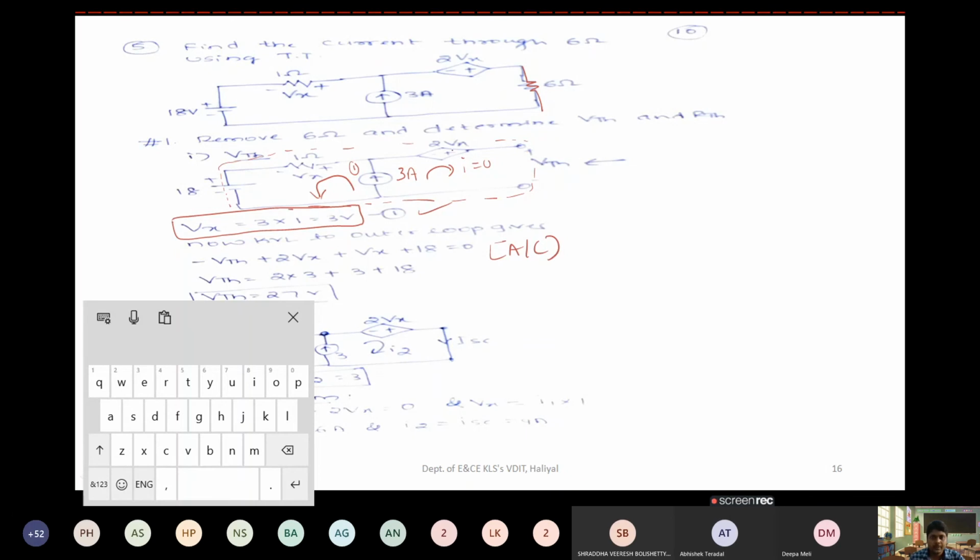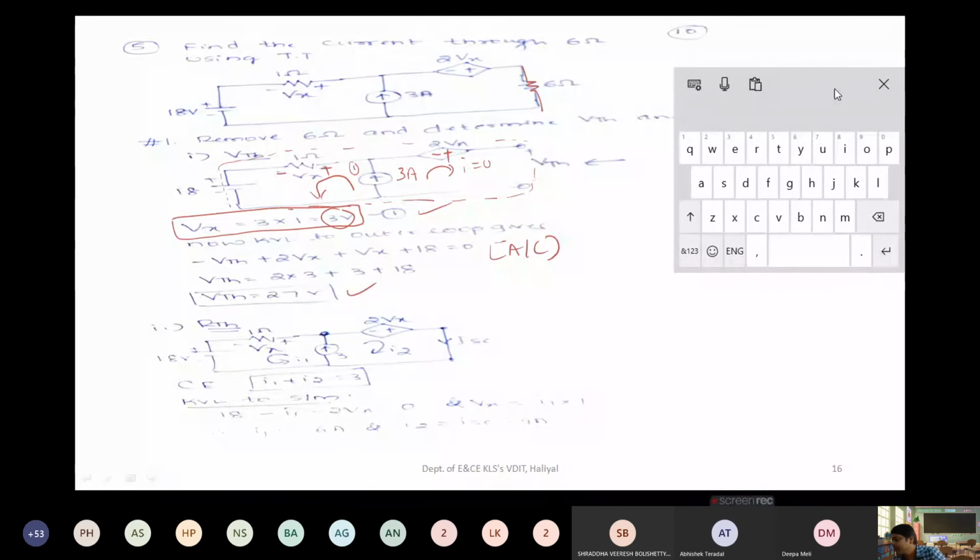So I will get minus VTH plus Vx plus 2 times Vx. This is minus and plus. Then here I will come to this outer loop. So here again we have two options of writing. You can write I1 means this current into 1, or already we have Vx drop. You can write plus Vx and plus 18 equal to 0. But Vx is already 3 volts, use that value. So you will get VTH is equal to 27 volts.